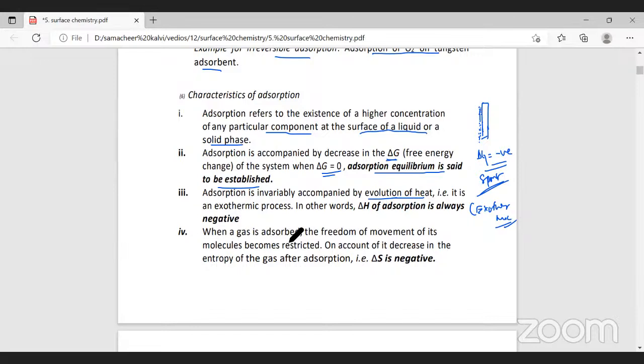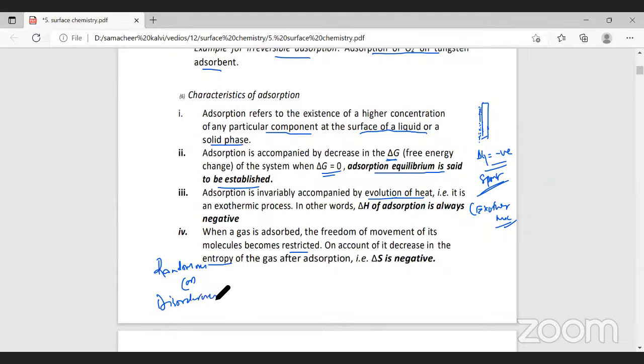When a gas is adsorbed, the freedom of movement of its molecules becomes restricted. Just imagine when a chalk particle gets adsorbed on the surface of the duster, it will not have the freedom to move. Any gas adsorbed on the surface of the adsorbent has restricted freedom of movement of its molecules. On account of this, there is a decrease in the entropy of the gas. Entropy is a measure of randomness or disorderliness.